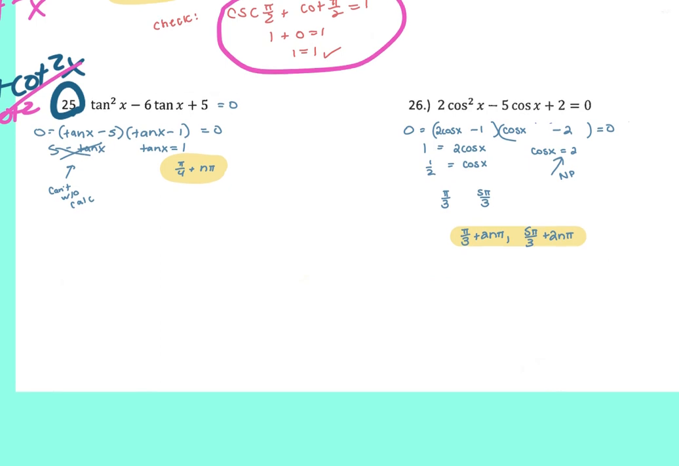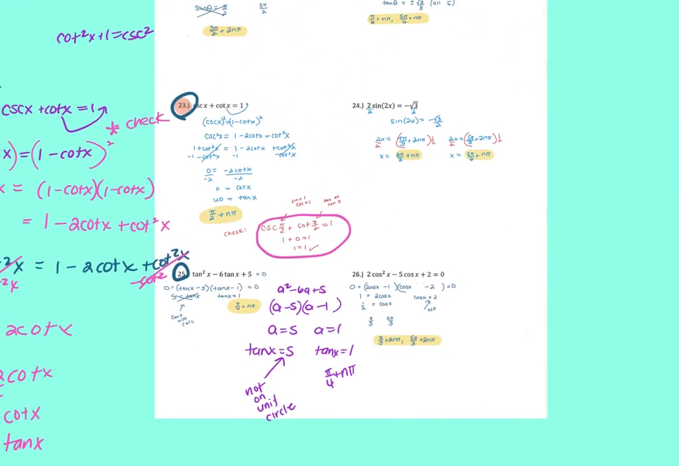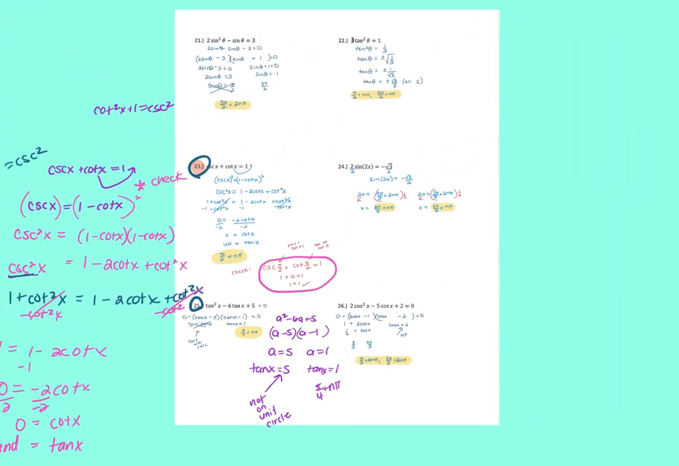All right, 25, you had to factor. So when you factor tan squared x minus 6 tan x plus 5, which you could write as a squared minus 6a plus 5, you'd get minus 5 and minus 1, and a would equal 5 and a would equal 1, or tan of x would equal 5 and tan of x would equal 1. So the 5 is not that it's no solution. There is a tangent of 5. It's just not on my unit circle. But tan of x equals 1 happens at pi over 4, and it would be plus n pi because there's no interval. So again, there's a difference between no solution and not on your unit circle. Those are two different answers.